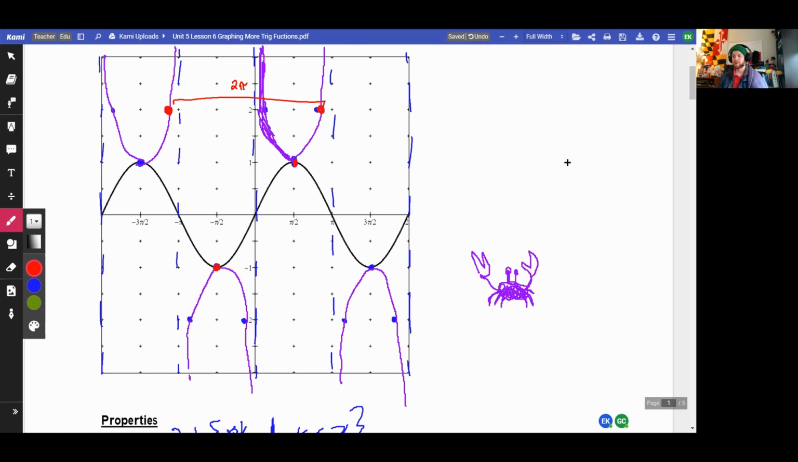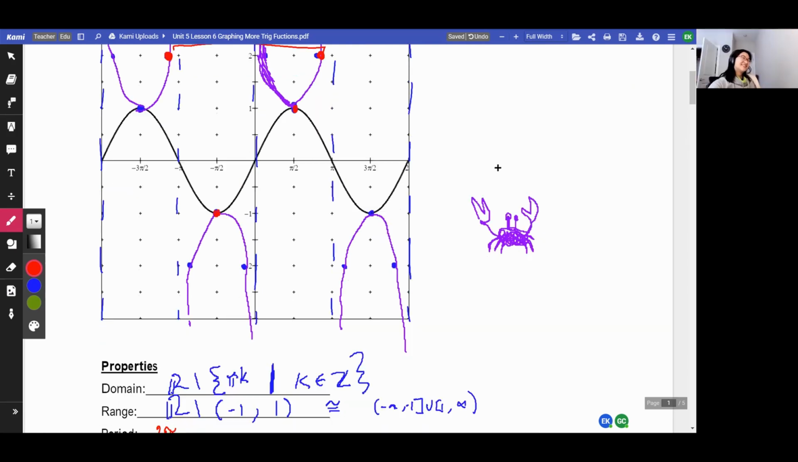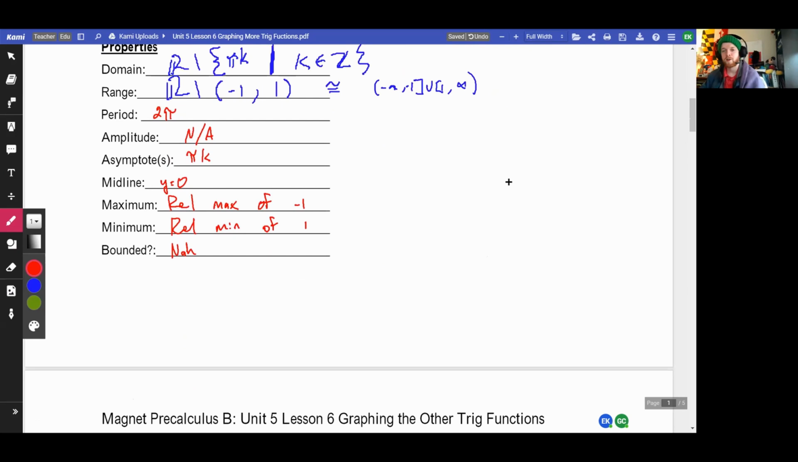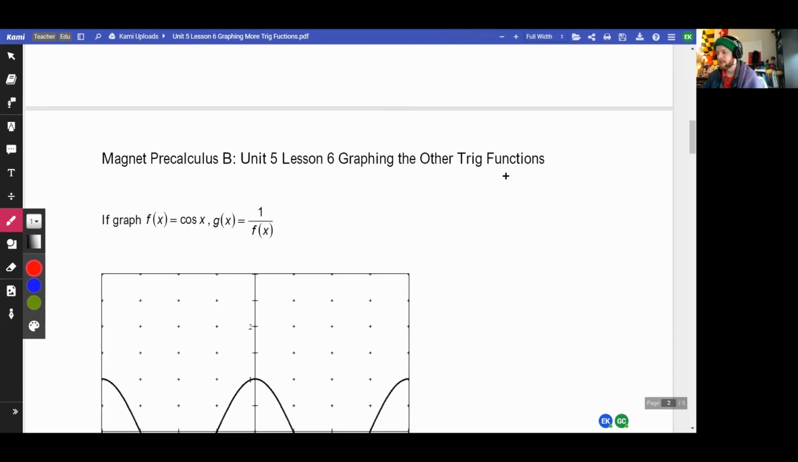I'm like 100% on board with this cup and cap thing. Nice. I'm going to use it for years, unless, of course, someone comes up with something better. All right, let's keep going.